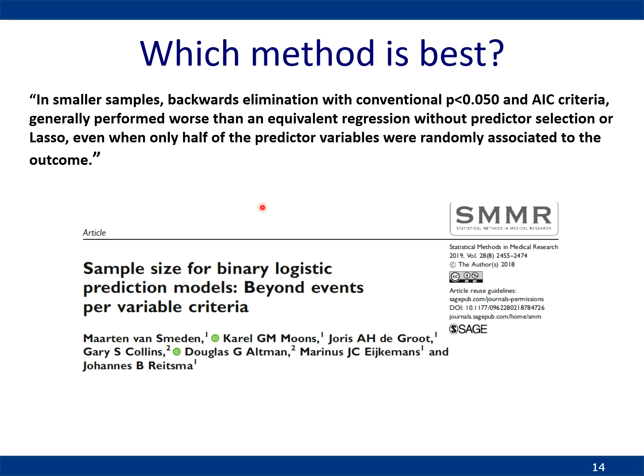Similarly, if we compare typical backwards variable selection with these novel, more modern approaches, we see that these modern approaches do better. So here's a paper by Maarten van Smeden and colleagues. In smaller samples, backwards elimination with p less than 0.05 or the AIC criterion, so like p less than 0.157, generally performed worse than an equivalent regression without predictor selection or using the lasso.